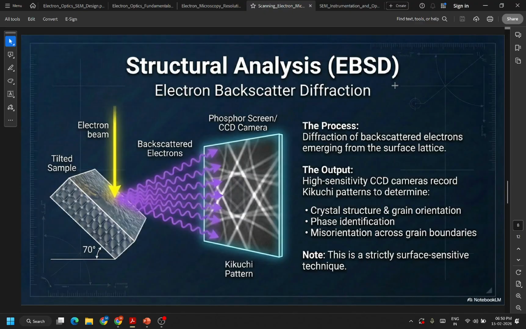Then for structural analysis, we use something called EBSD, which is electron backscatter diffraction. It primarily uses backscattered electrons only, and the backscattered electrons create a pattern known as the Kikuchi pattern, and that pattern is then studied to determine the crystal structure as well as grain orientation. It can determine the phase of your sample, as well as any misorientations across grain boundaries, and this is a very surface sensitive technique.